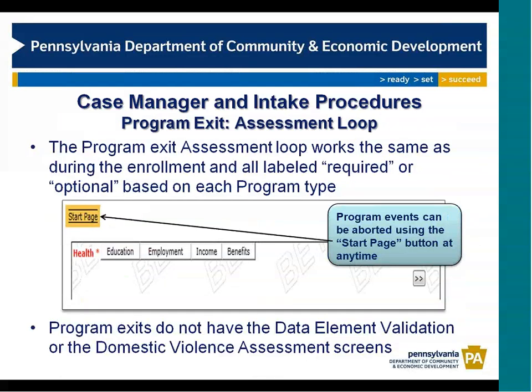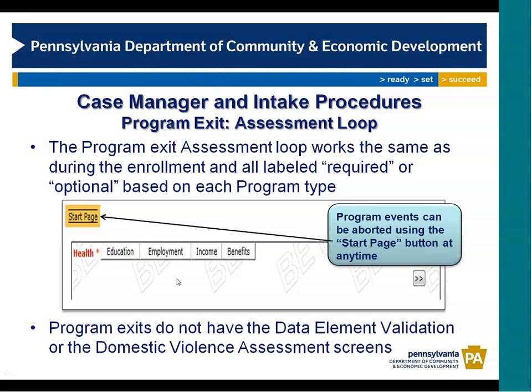Once you select each individual member, as you see here, the assessment loop works the same. As we said, during the entry, the data element validation as well as the domestic violence assessment are no longer needed. Those are only entry type data collection assessments. Then, based on whether they are required or optional, you use the same process to go to the screen, go through the client loops, and go through all the assessments.